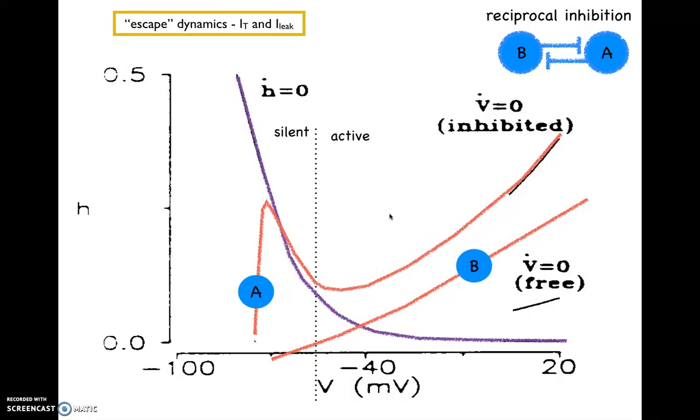So as I scroll through here, let me just say one more time that the reason why this is considered escape dynamics is because it's actually neuron A escaping the inhibition of neuron B that causes the two neurons to change roles. That escape is happening whilst the silent neuron is receiving inhibition, so we refer to it as an escape mechanism.